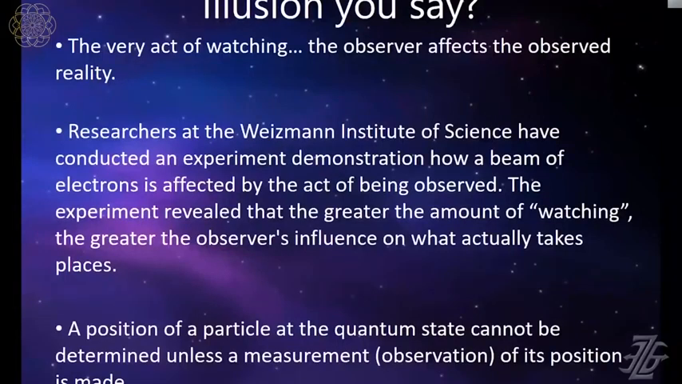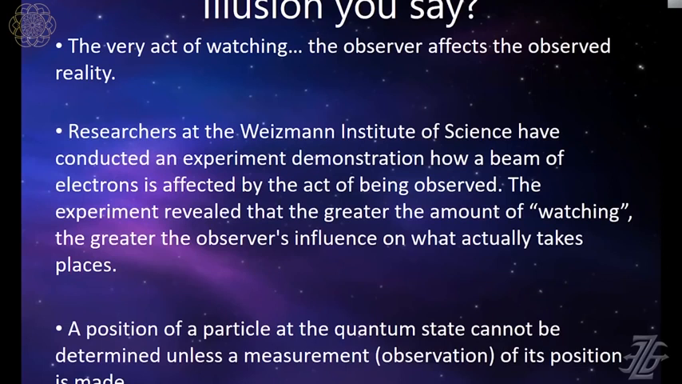So illusion, you say, yes. Well, the very act of watching, the observer affects the observed reality. So we're going to get into this experiment here that kind of shows you that this may be an illusion, and that our intention and the way we observe things actually affect them. Not just from us actually touching it, but just observation and intention itself affects the outcome of certain situations. So researchers at the Weizmann Institute of Science conducted an experiment demonstrating how a beam of electrons is affected by the act of being observed.